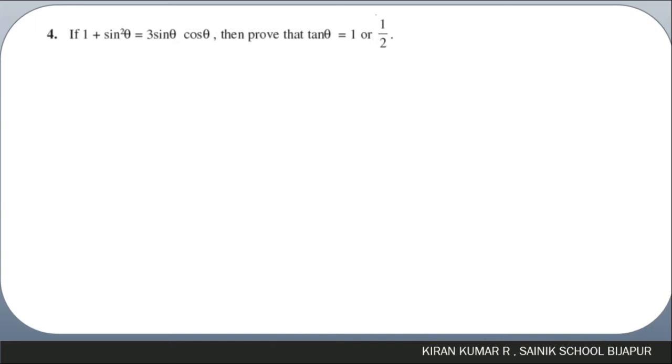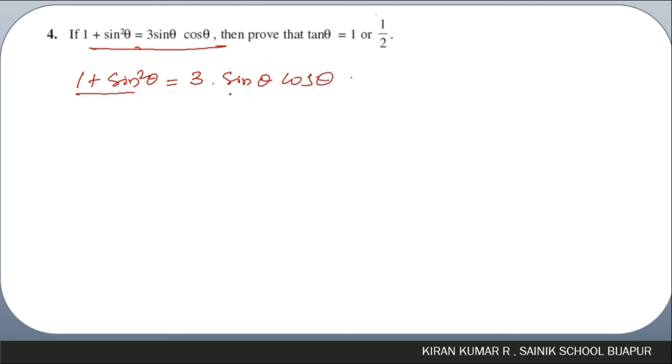Question number 4. 1 plus sine square theta equal to 3 times sine theta cos theta. Prove that tan theta is equal to 1 or 1 by 2. How do we go about this question? We'll make use of this given. It's given that 1 plus sine square theta equal to 3 times sine theta cos theta.